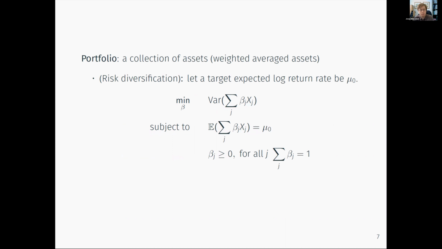A natural approach to minimize the risk of the portfolio, then we have to define the risk of the portfolio. Here, I define the risk of the portfolio by a variance. Variance is an attribute of the distribution. It displays dispersion of the random quantities, so it is a reasonable risk measure. Then the risk diversification is formulated by the following optimization problem.